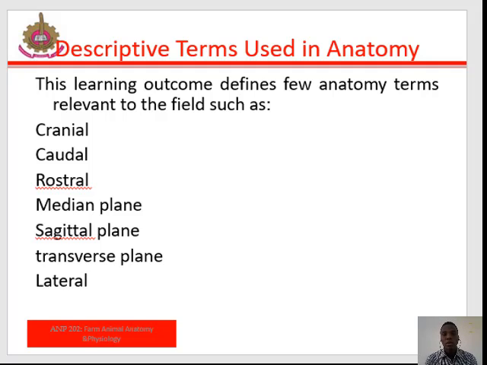We also have the median plane. We have the sagittal plane, which is any plane parallel to the median plane. Then we also have the median plane, which is sometimes called the mid-sagittal plane.